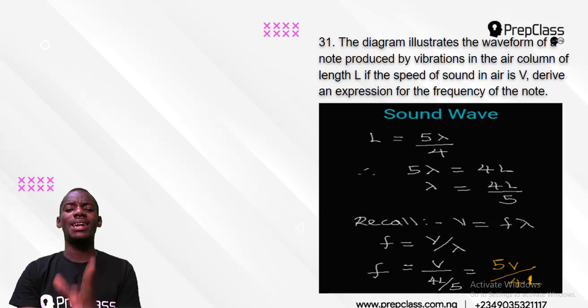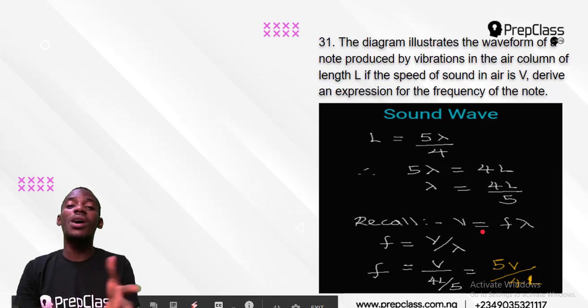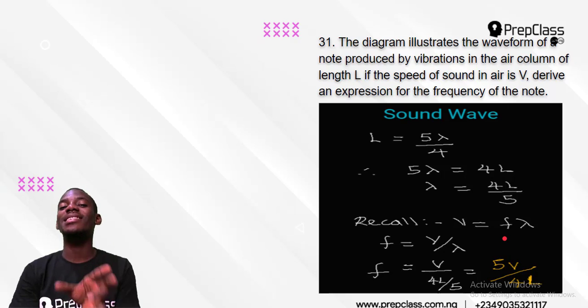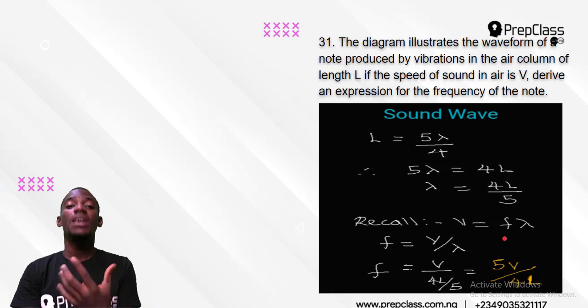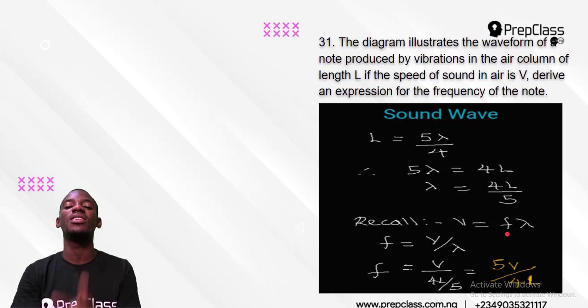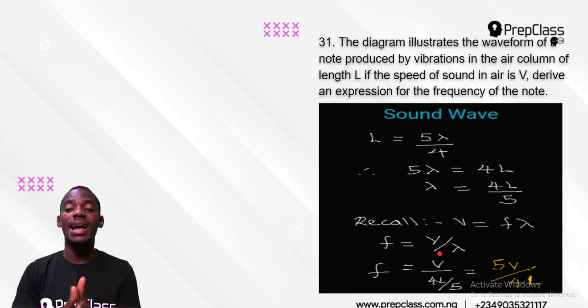Now, having gotten my lambda as 4 length over 5, the next thing to do is to plug it into the equation of wave velocity. The wave velocity equation is very popular. That means one can't really do wave without knowing this equation. V equals f lambda. That is one of the strongest equations I personally have seen in all of wave. Now, we are told to find the frequency. So first of all, we will make the frequency the subject. By dividing both sides by lambda, I'll be getting my frequency as v over lambda, right?